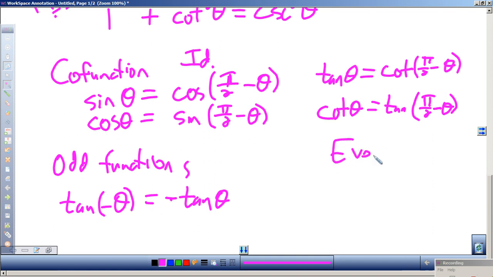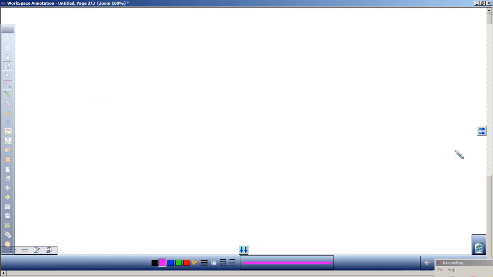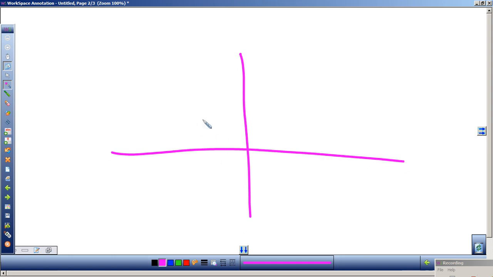And over here, let's do some even functions. You know what even means? Or it is symmetrical across the y-axis. Which one is symmetrical across the y-axis? So remember, tangent does this, right? It is odd.